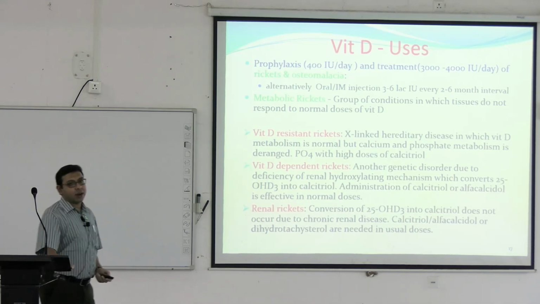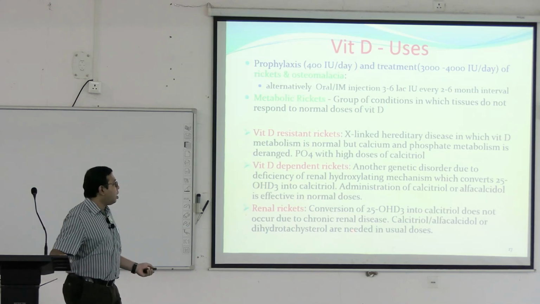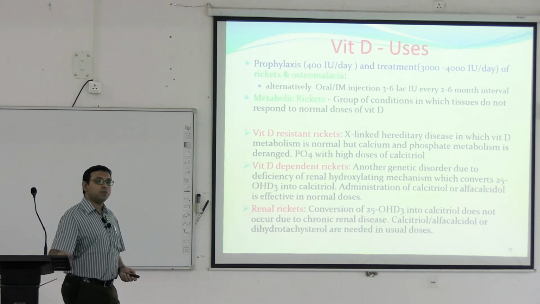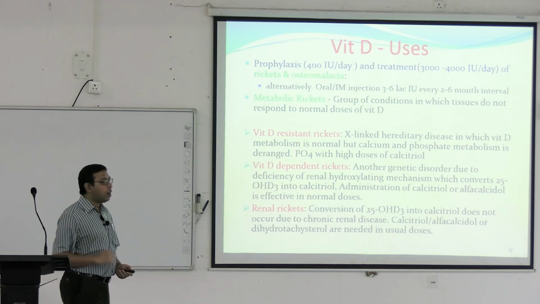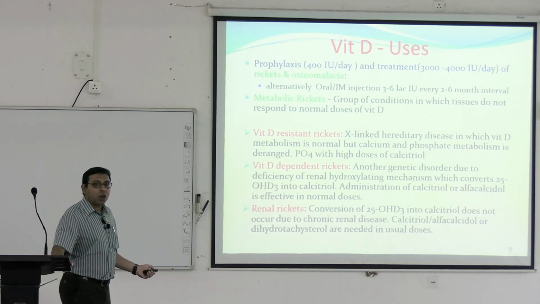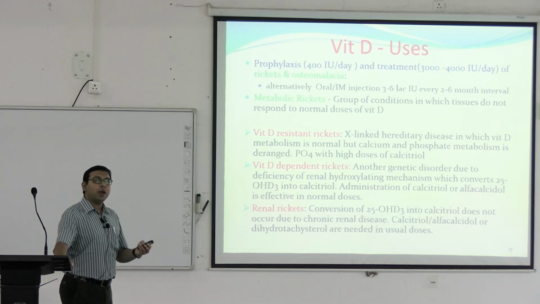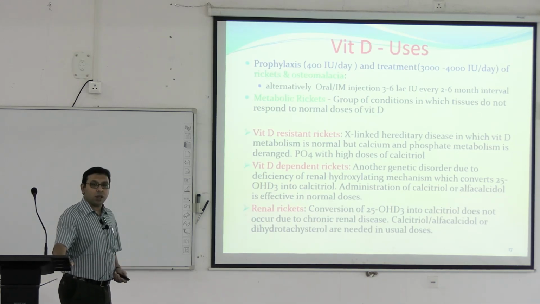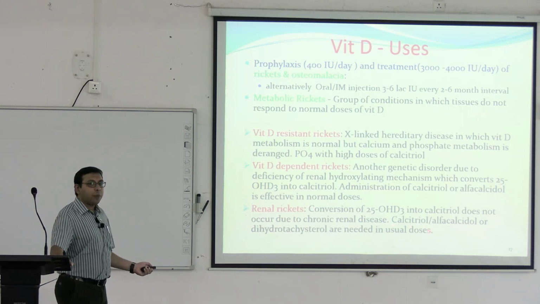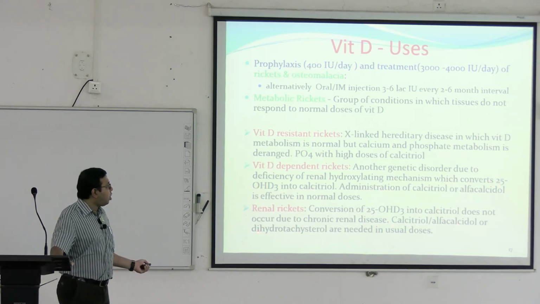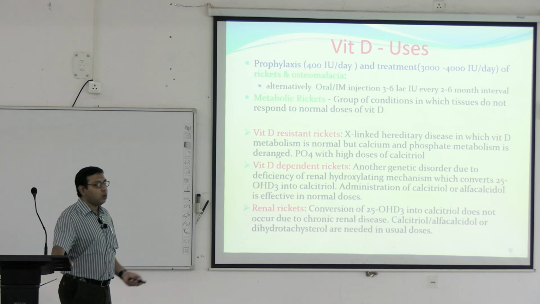Another is renal rickets. In chronic kidney disease, there is derangement in calcium and vitamin D metabolism, and conversion of 25 hydroxy vitamin D3 into calcitriol does not occur because the kidney is deranged. The 1-alpha hydroxylation does not happen. So again we have to give calcitriol or alpha calcidol or dihydrotachysterol in usual doses.